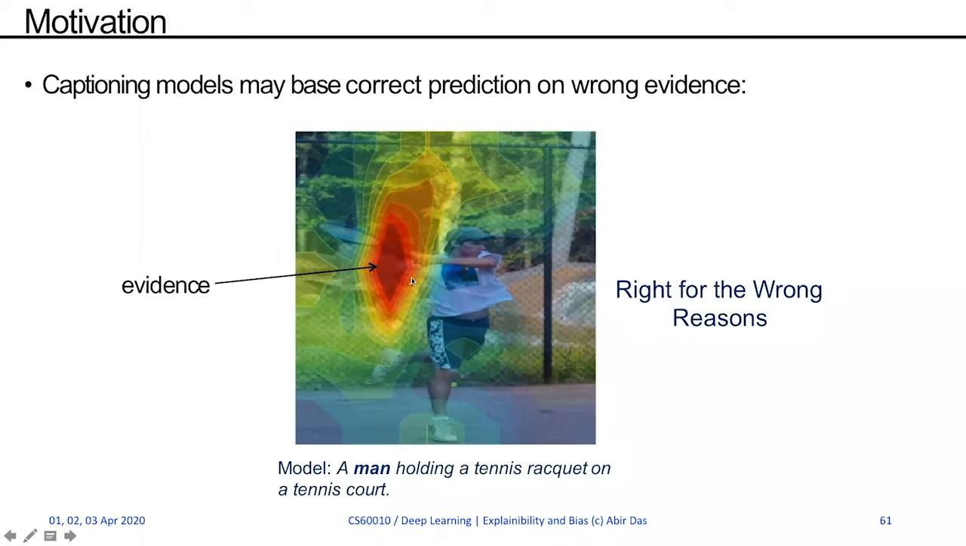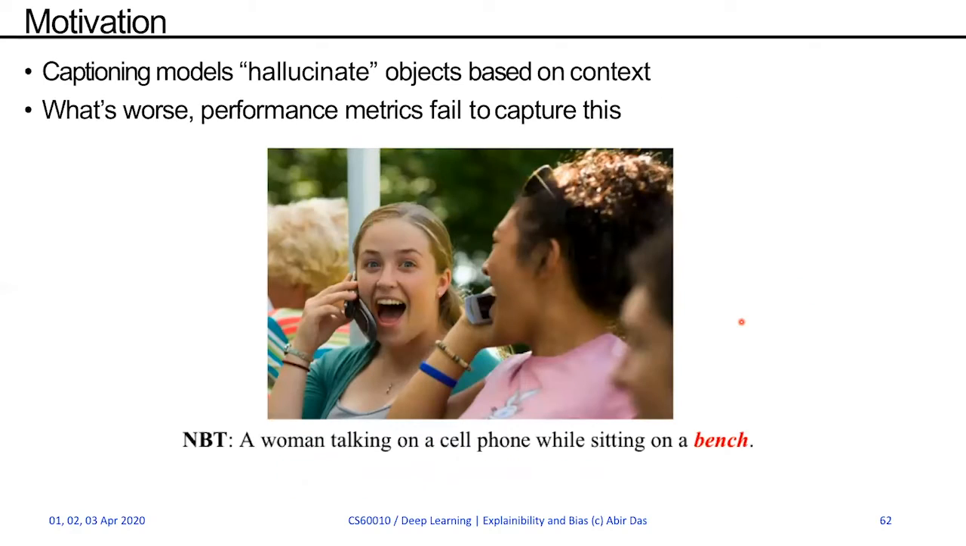It is basing on the racket. So it is right for the wrong reason. So that's also an effect of bias in the captioning model. Maybe the dataset has lots of images with a tennis player who is a person, who is a man, not a woman. Then again, captioning models hallucinate objects based on the context.